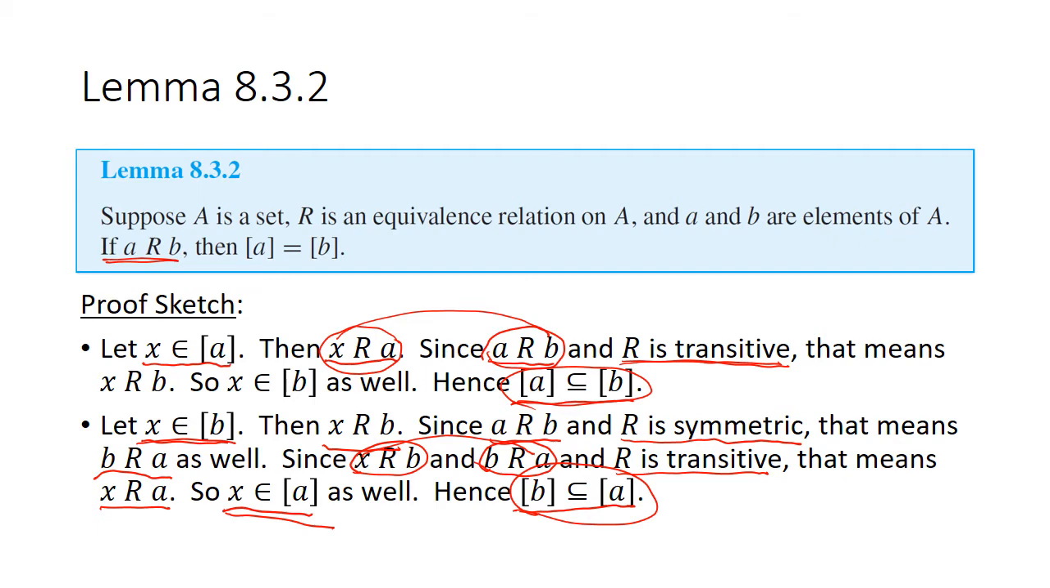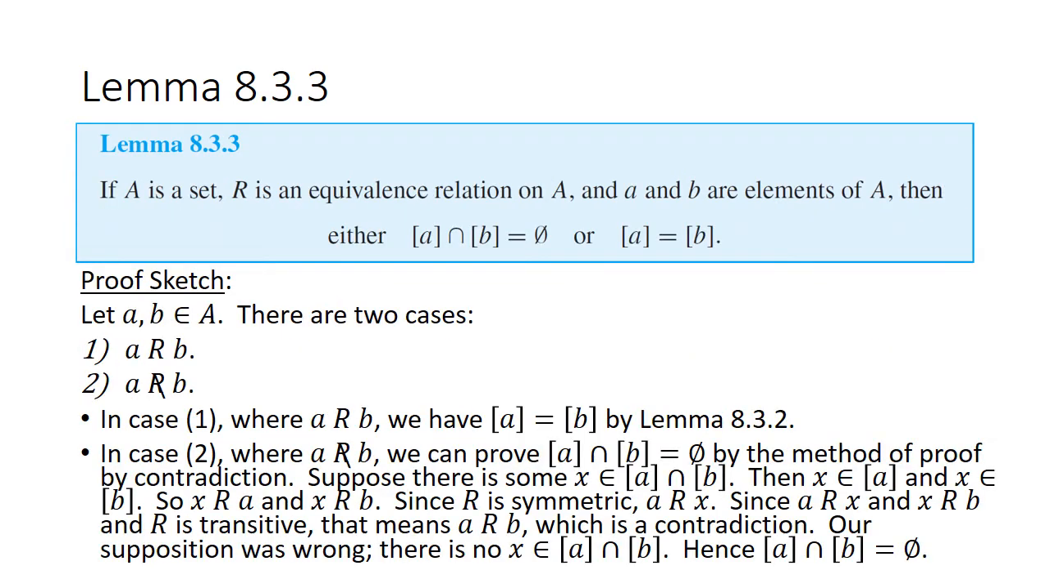And now let's look at another lemma. Lemma 8.3.3: if A is a set, R is an equivalence relation on A, and A and B are elements of A, then you have one of the following. Either the equivalence classes of A and B are disjoint, so their intersection is empty and they have no elements in common, or the equivalence class of A is equal to the equivalence class of B. Those are the only two possibilities for two equivalence classes. They're either disjoint or they are the same.